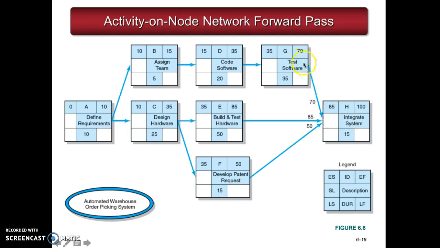Now, since it's a merge activity, you have to look for the largest early finish date of all its preceding activities. So you have 70, 85, 50, and 85 is the winner. So put 85 as the early finish date of your final node activity H, plus 15, and that will give you the earliest finish date for your entire project. That will be the hundreds, and that will conclude your forward path.